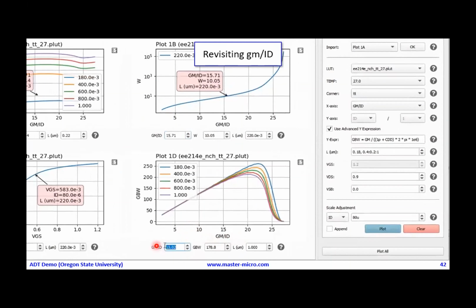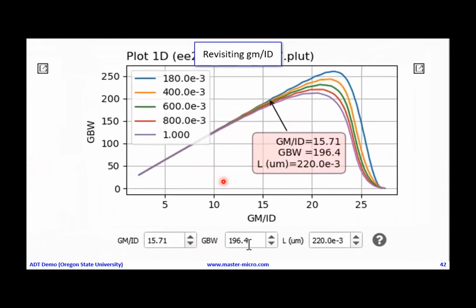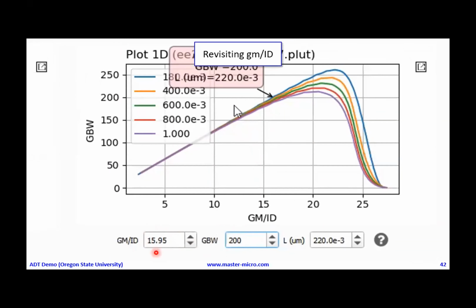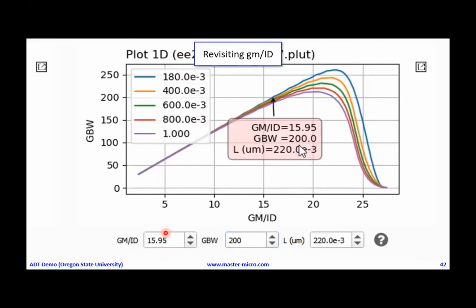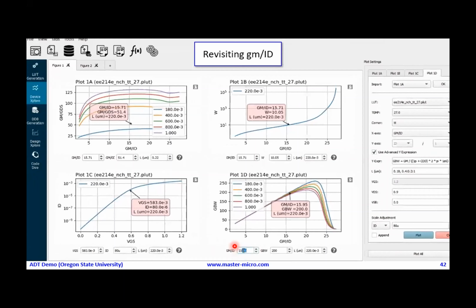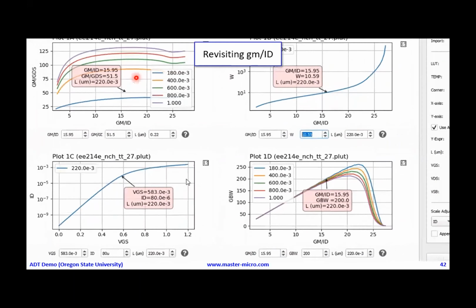So let's see here the GM over ID that we selected and the L that we selected. So we expect here to see the GBW of 196, exactly the same number that we have got from our simulator. But what we need in the design specs is 200 meg. So I just put 200 meg here, and I will get what GM over ID I need, which is just slightly larger to compensate for the transistor parasitics. And I can take this new GM over ID value, copy it to the other graphs to get updated values of all my design parameters. So this is a new W that I need to put in my simulator. And this is my new gain, still matching the spec, and this is the VGS.